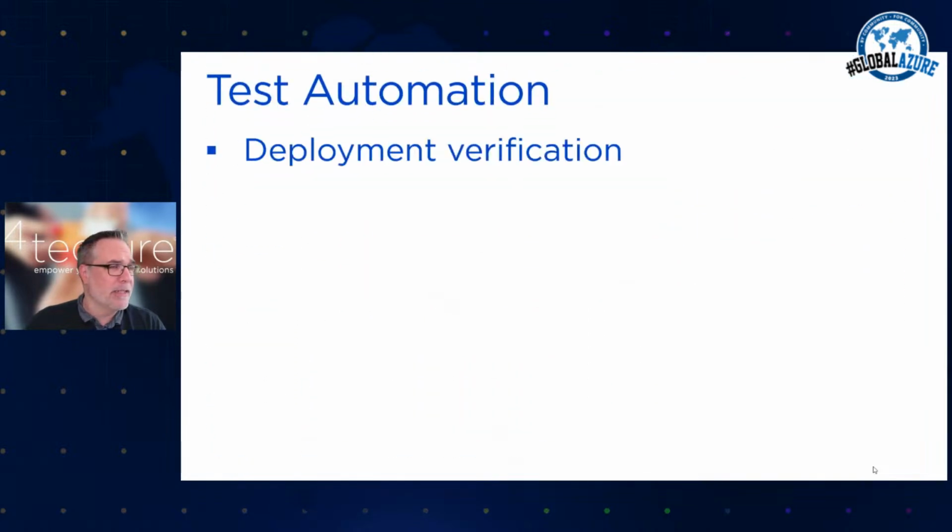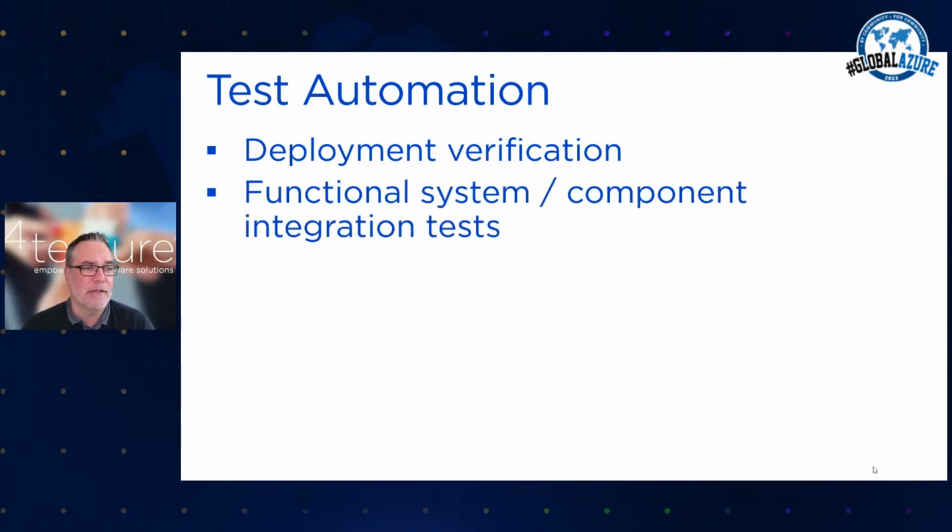The test automation should be in place. So for a pull request deployment, well, we can figure out that it is deployed correctly, but you should also run tests. So mainly functional system tests, component integration tests. Those could be API tests, UI tests as well.